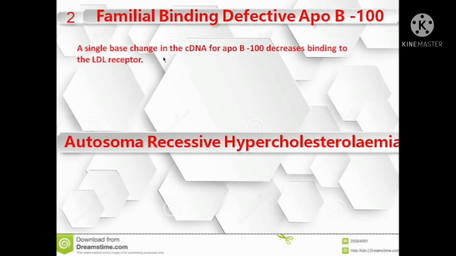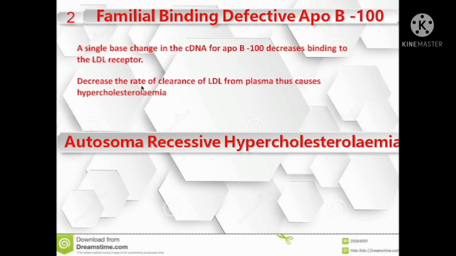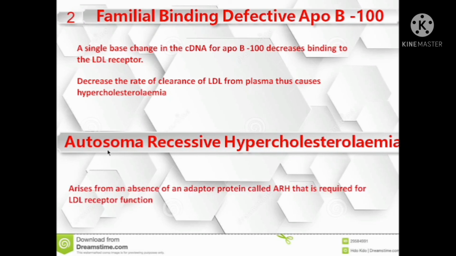So if there is a single base change in this DNA that codes for this protein, it means that the receptor may not be able to bind this ApoB, and so you see that it decreases the rate of clearance of LDL from plasma. That causes hypercholesterolemia. So cholesterol will be in the blood because of the defective function.